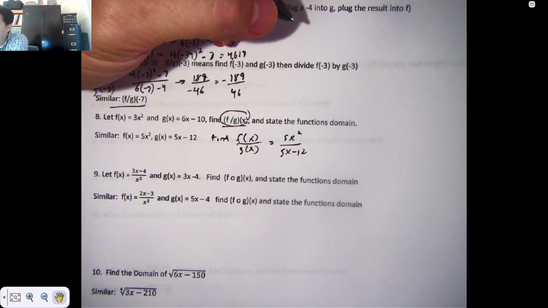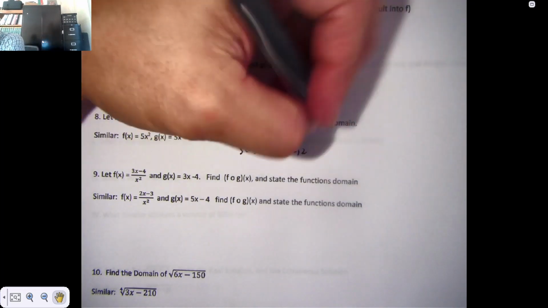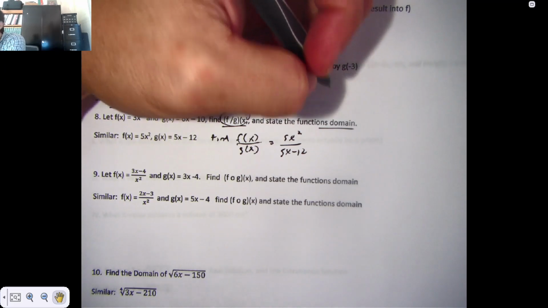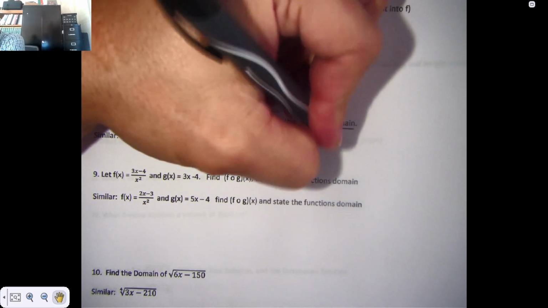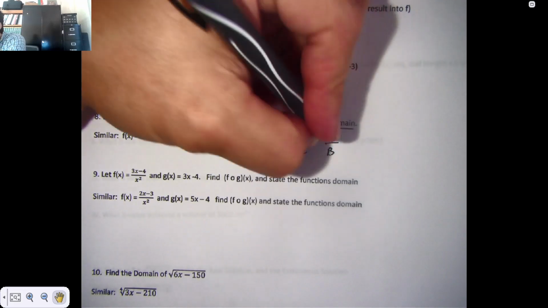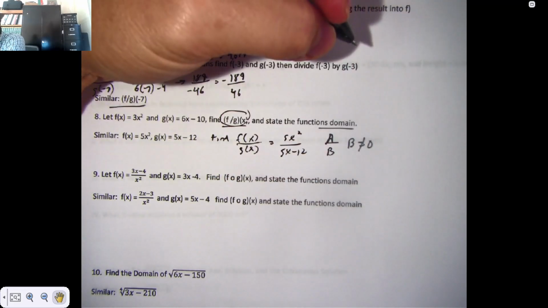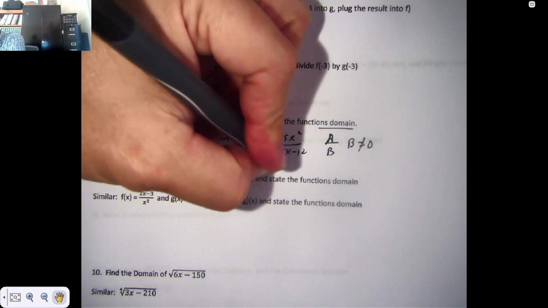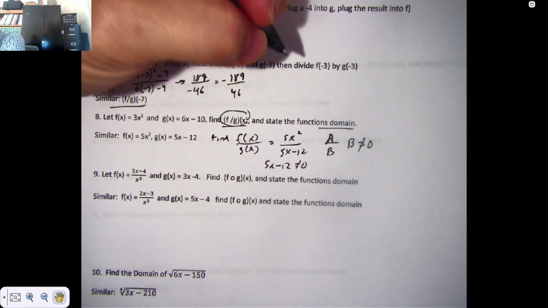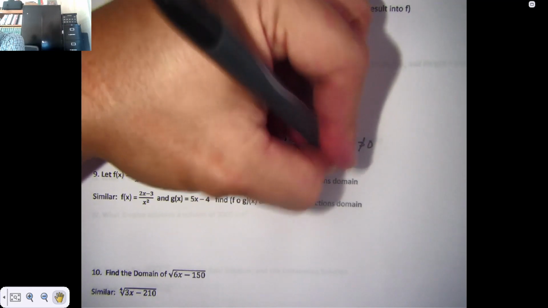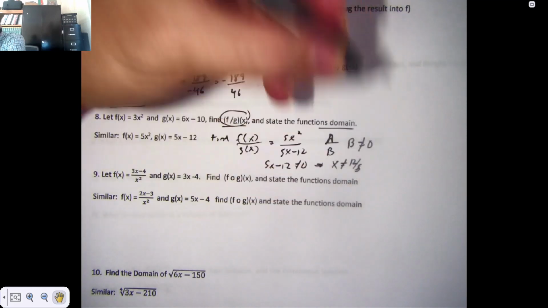All right, because that's part of it. As far as stating the function's domain, you cannot divide by 0. You've got this little rule right here. If you have something a over b, b cannot be 0. So 5x minus 12 cannot be 0. That's a 2-step. x cannot be 12/5.